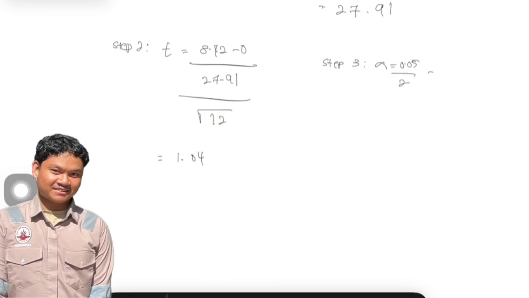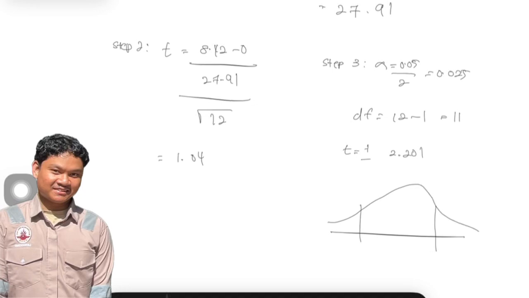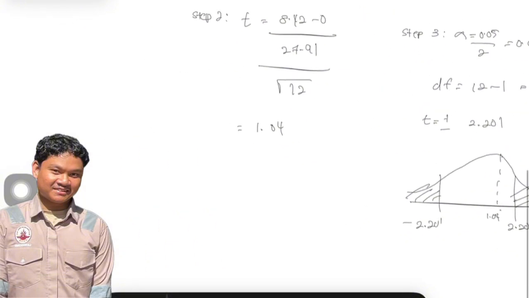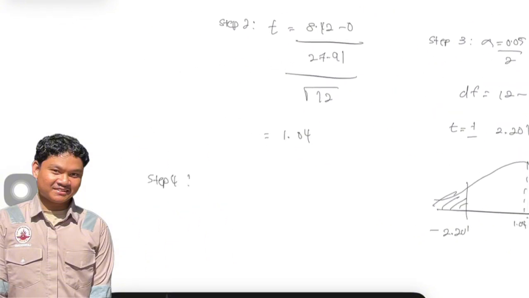Step 3, at a significance level of 0.05. Since it's two-tailed, we need to divide by 2. And finding our DF value so that we could find our T value and construct a graph. After constructing a graph, we found that our T value falls in the non-critical region. So we need to accept H0 at a significance level of 0.05.